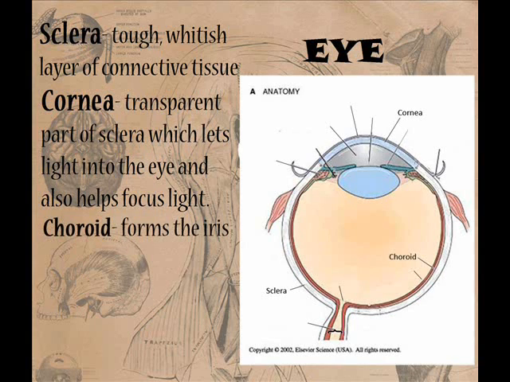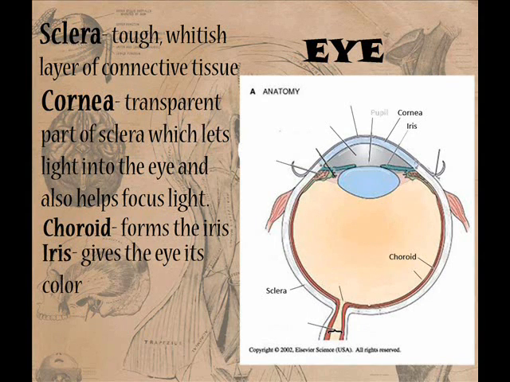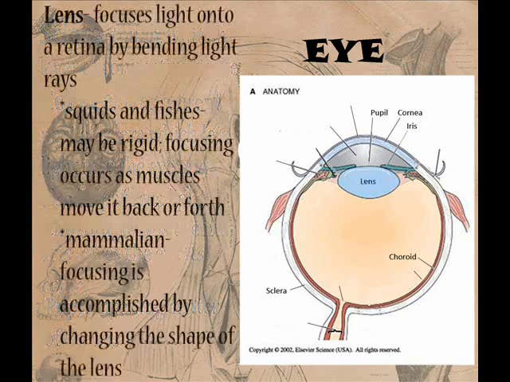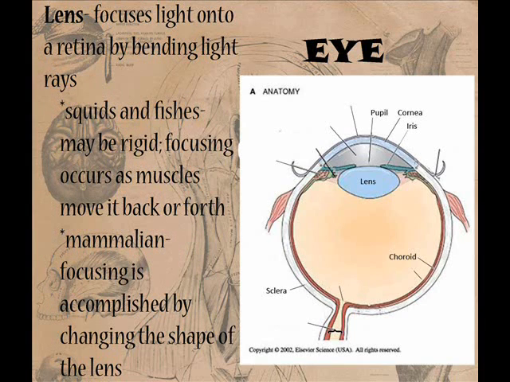Choroid is a pigmented layer surrounded by sclera, and the anterior choroid, the iris, gives the eye its color. Pupil is the opening at the center of the iris. Lens focuses light onto the retina by bending light rays. Its focusing can occur in two ways.